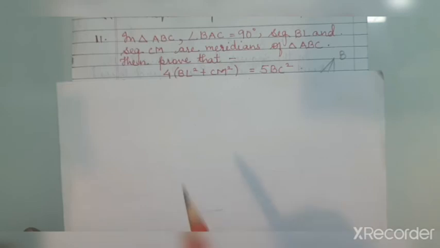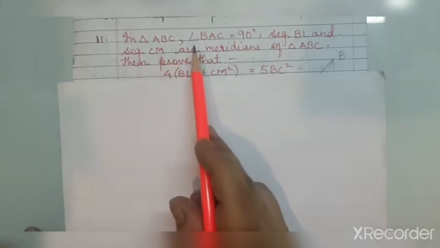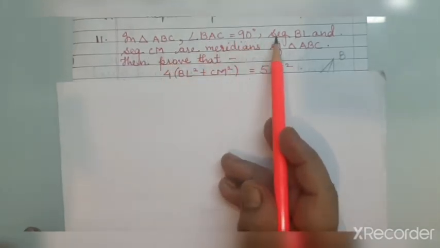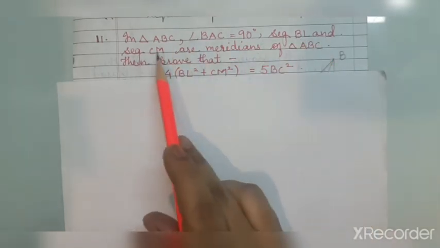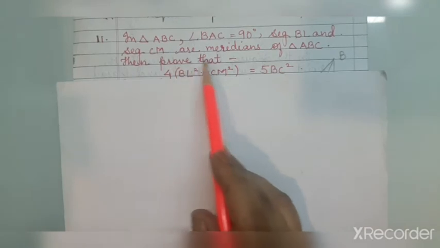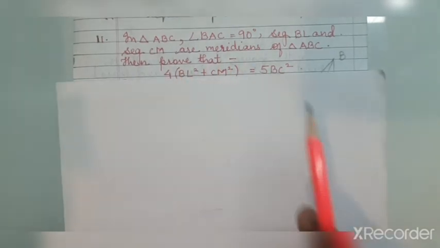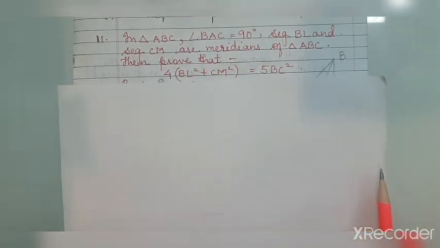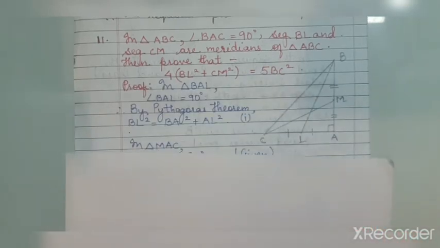Now the 11th sum. In triangle ABC, angle BAC is equal to 90 degrees. Segment BL and segment CM are medians of triangle ABC. Then prove that 4 times (BL square plus CM square) is equal to 5 BC square. And in this sum, they have given us a figure.